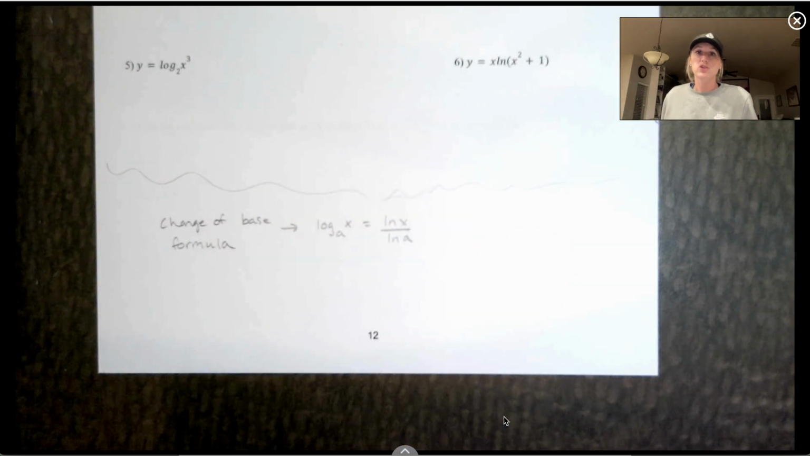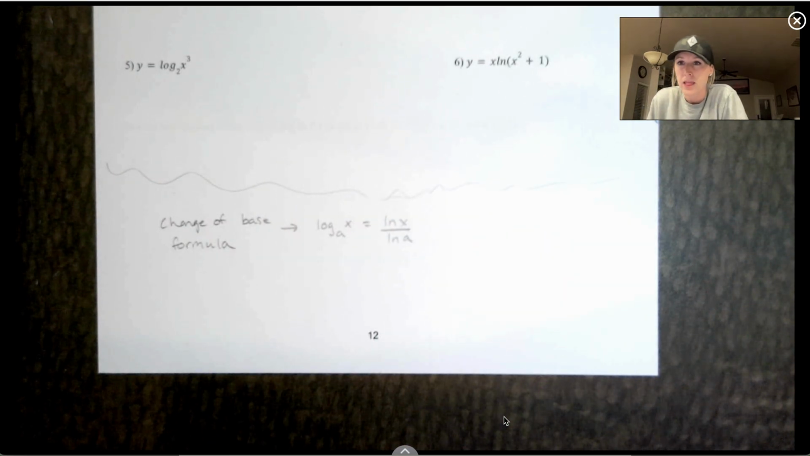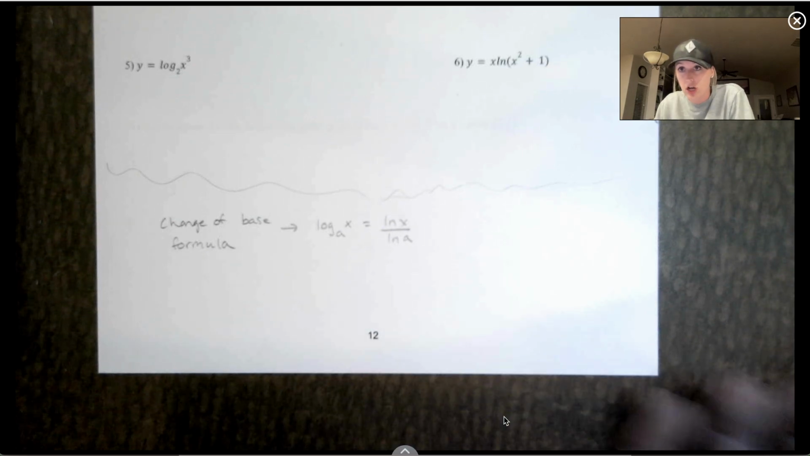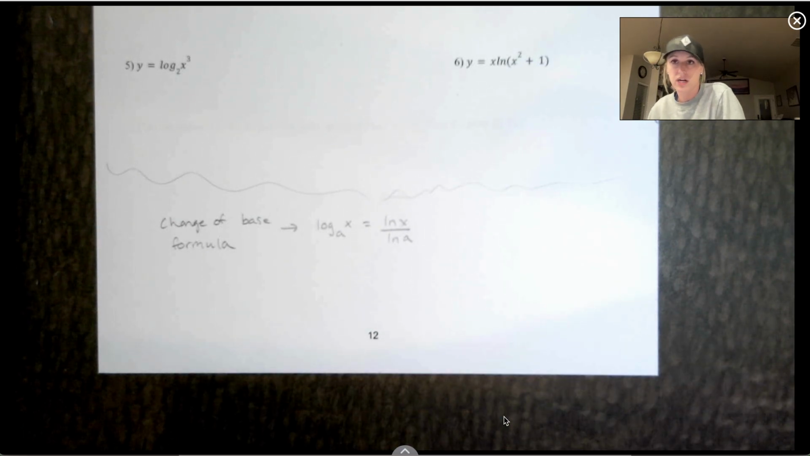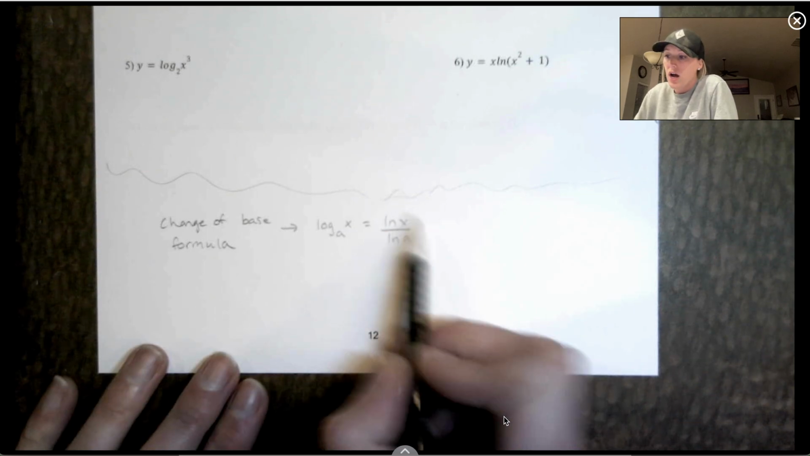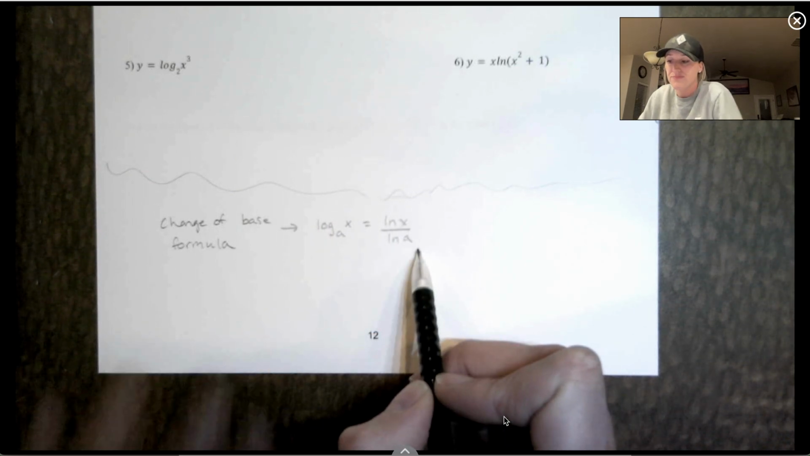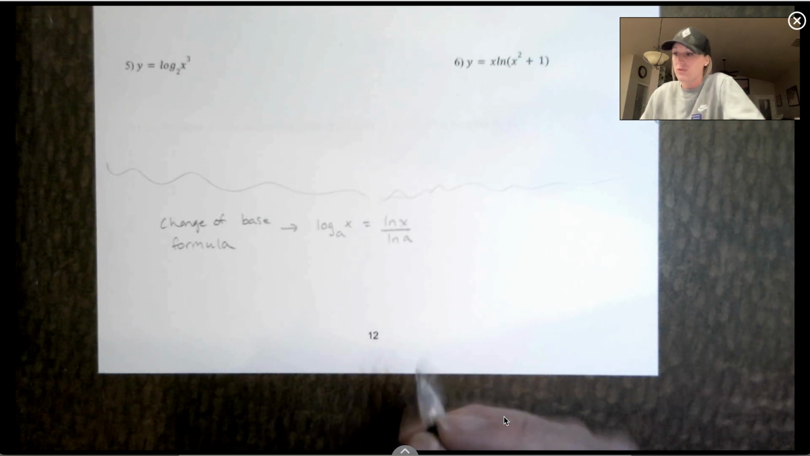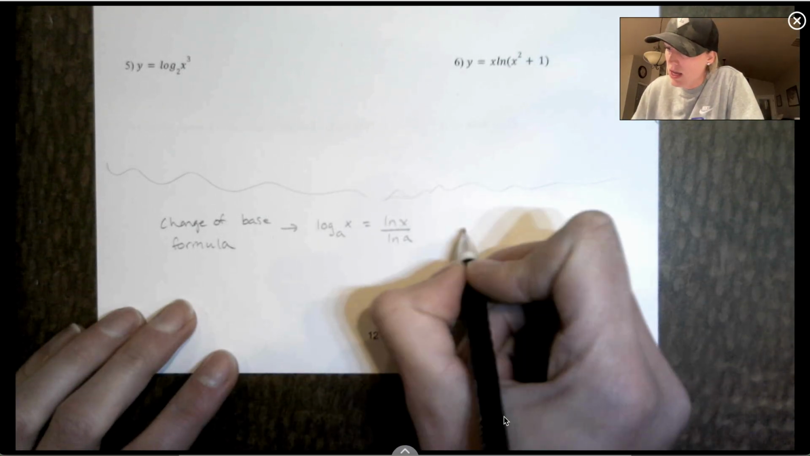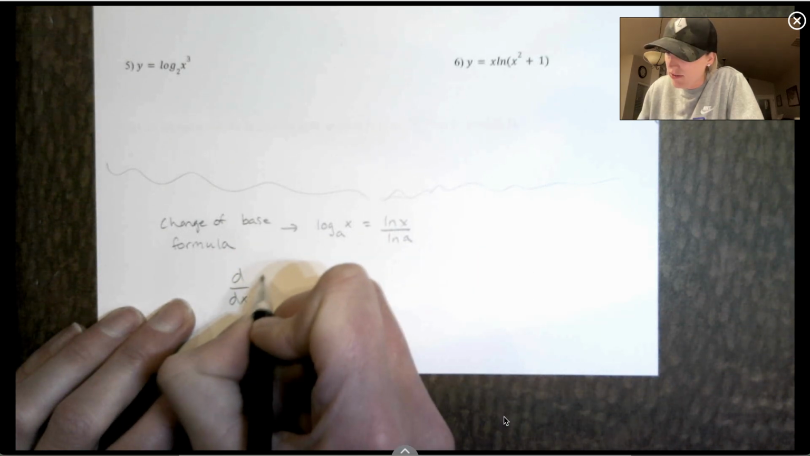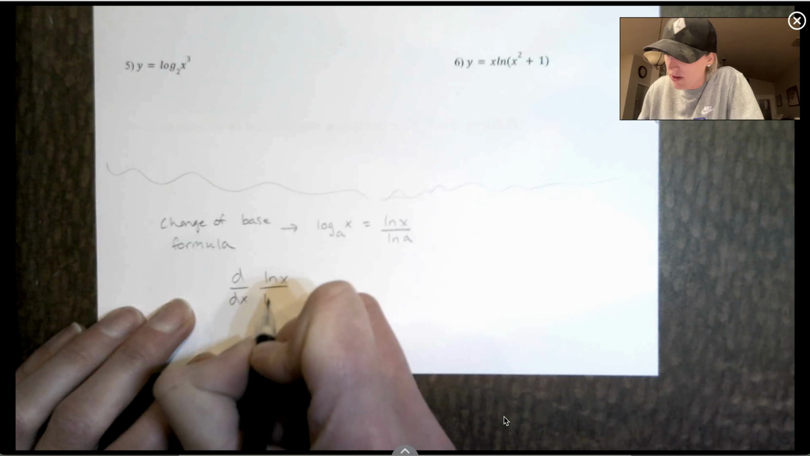So I'm just going to do this at the bottom here, you guys. And we're actually going to use something we already know, the change of base formula. If I have log base a of x, we can use the natural log or we can use common log. I'm going to use natural log because that's the one I know the derivative of. And we can rewrite a log of any base just like this. So let's say I want to take the derivative with respect to x of natural log of x over natural log of a.